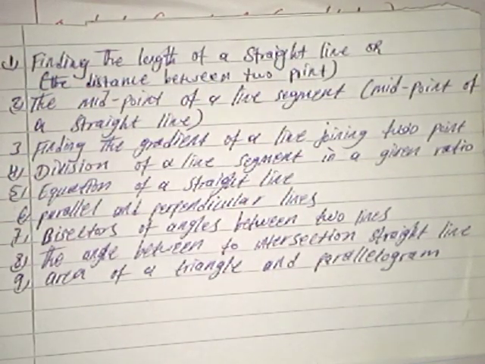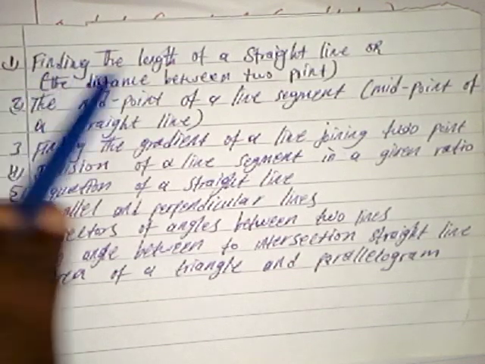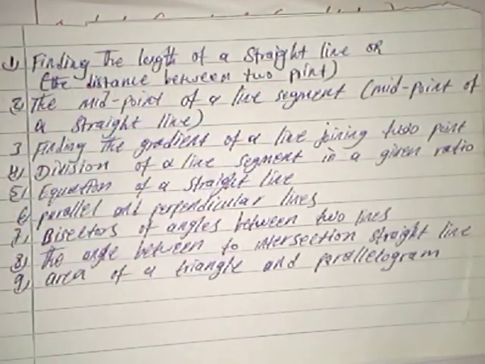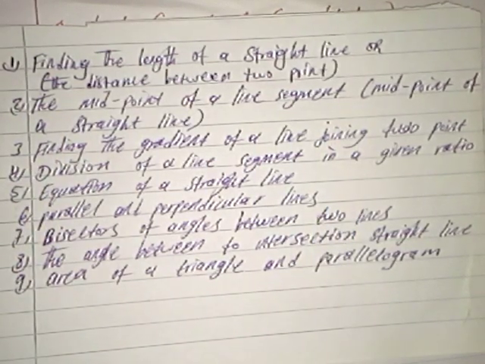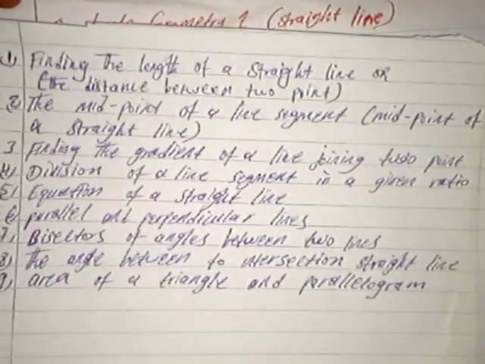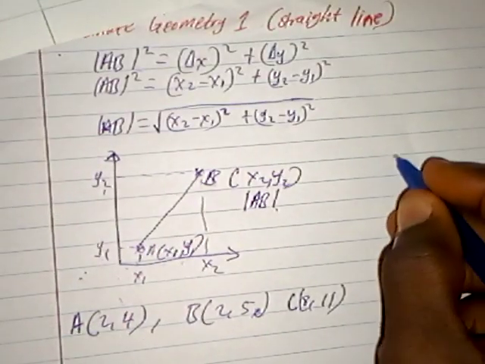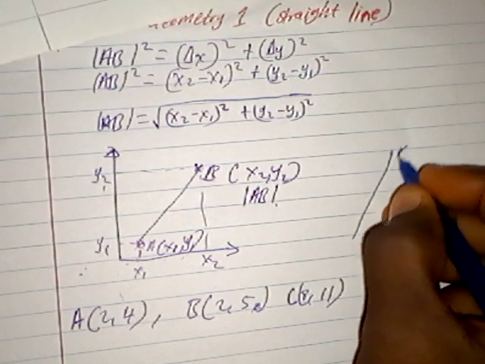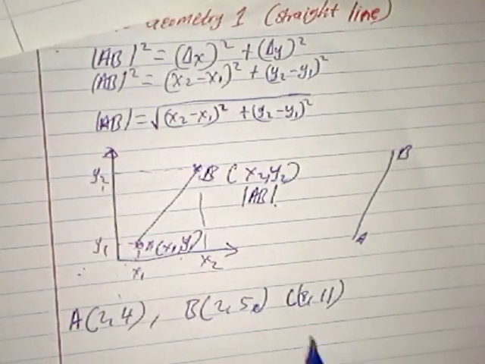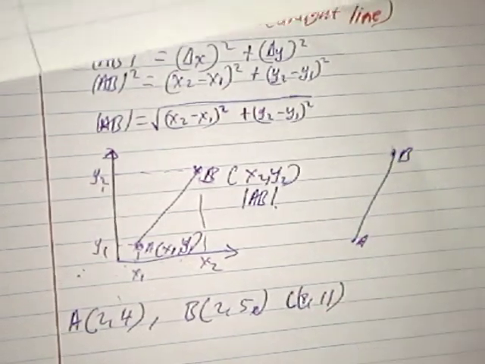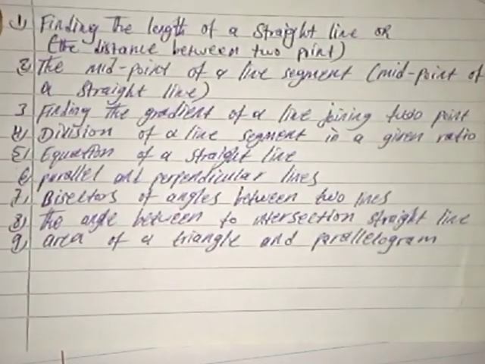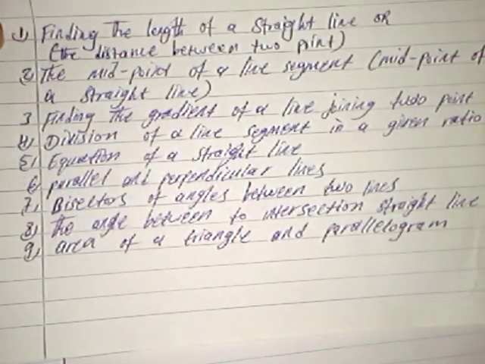You see the formula that we just stated a moment ago. The distance between 2 points is the same as the length of a line. Or in other words, finding the midpoint of a straight line. For instance, this is a line with points A and B. Finding the midpoint of this line AB, right? Good.